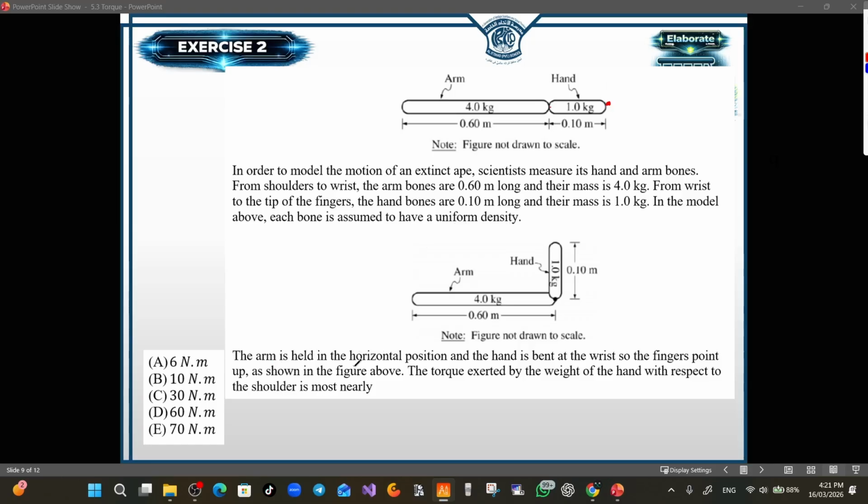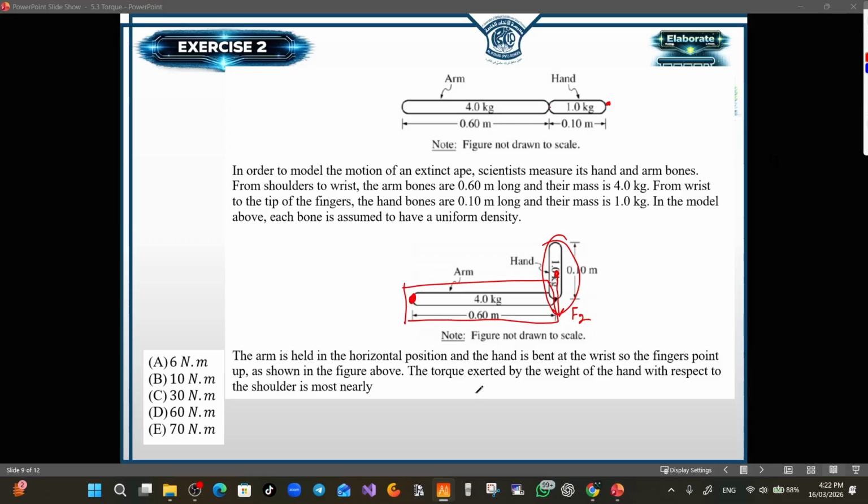Now the arm is held horizontal, and the hand is bent at the wrist, so the fingers point up, as we can see here in the picture. The torque exerted by the weight of the hand, which means we're going to consider here only the weight of this hand, and the weight of this hand is the force of gravity acting downward, with respect to the shoulder. Now we consider the pivot to be located here.